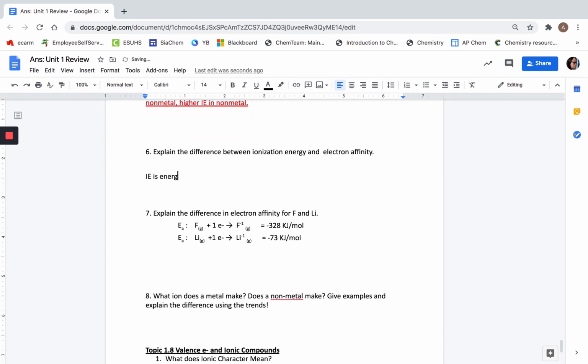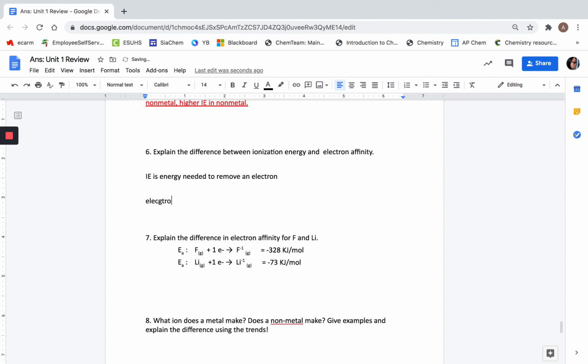Explain the difference between ionization energy and electron affinity. IE is energy needed to remove electrons. Electron affinity is energy change associated with accepting an electron.